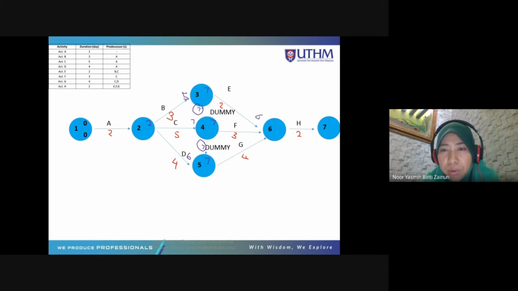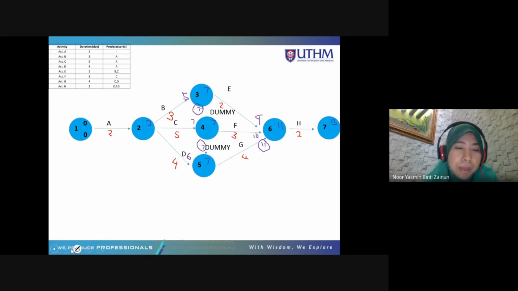You have 3 arrows coming in, so you have 3 choices. 7 plus 3 is 10. 7 plus 4 is 11. So the biggest is 11. So you put here 11. 11 plus 2 is 13.